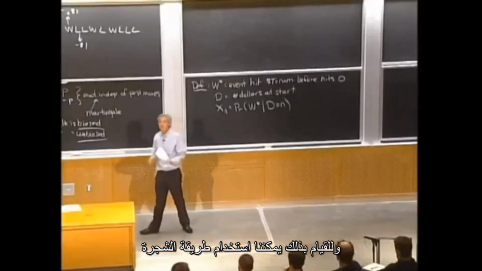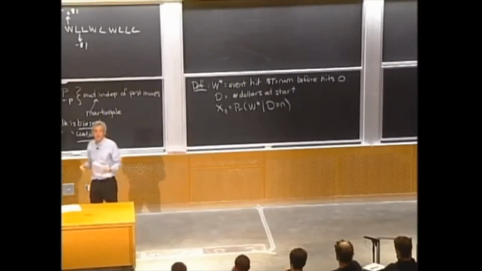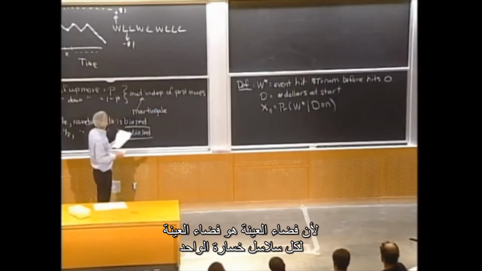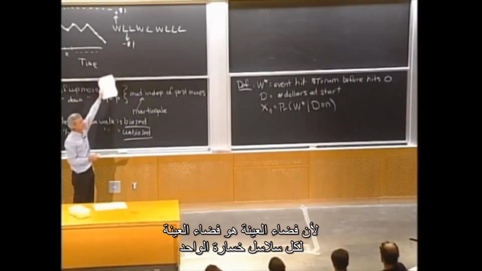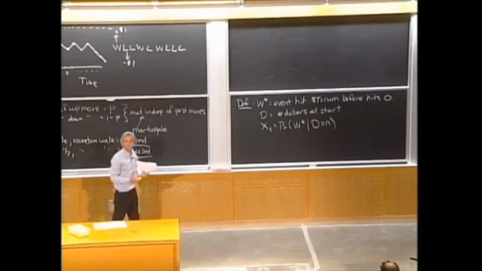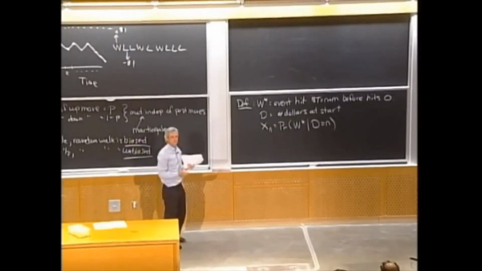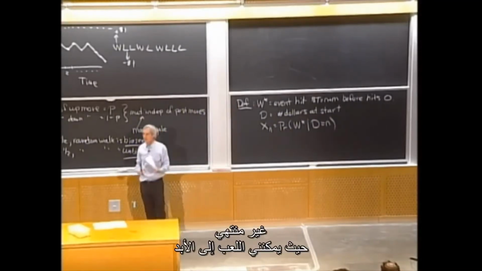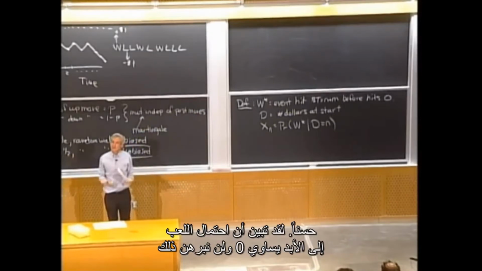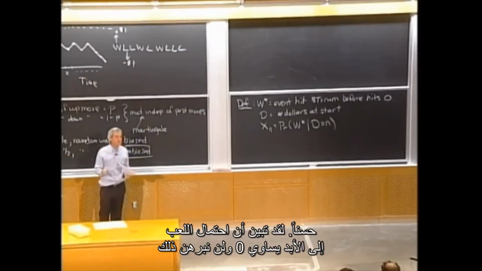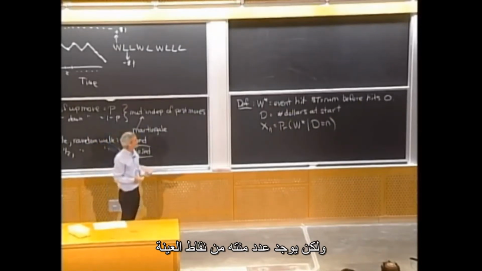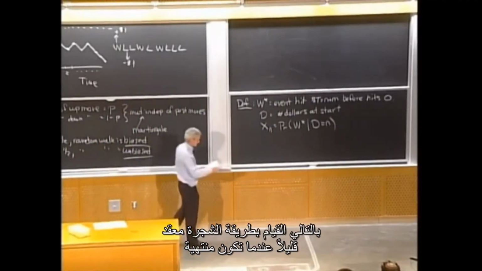Now, to do this, we could use the tree method, but it gets pretty complicated because the sample space is the sample space of all win-loss sequences. And how big is that sample space? Infinite. I could play forever. It turns out the probability of playing forever is 0, and we won't prove that. But there are an infinite number of sample points. So doing the tree method is a little complicated when it's infinite.